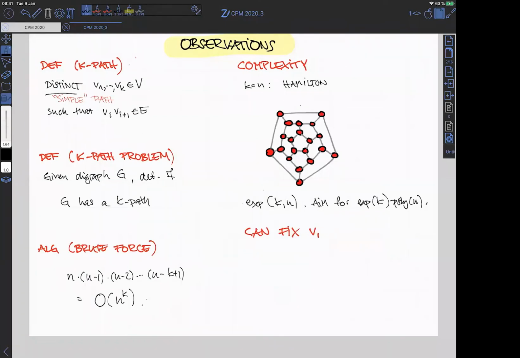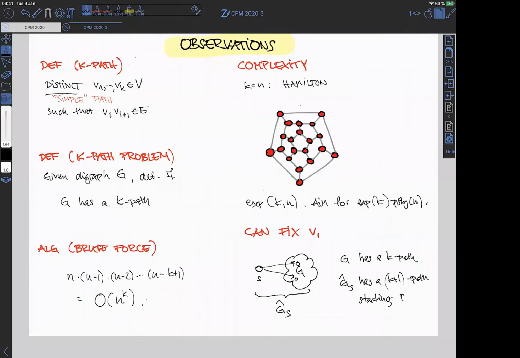Before we go on, let's also just observe that in this definition of what a k-path is, we might as well fix the first vertex because of the following reduction. So here is the original graph G that I want to find my k-path in, and I will just add a new vertex S, connect that, in this direction, to every vertex in G. So this new graph, G-hat with S, has the property that if G has a k-path without fixing the starting vertex, then G-hat has a (k+1)-path starting in S. So I just wanted to have all these things out of the way.